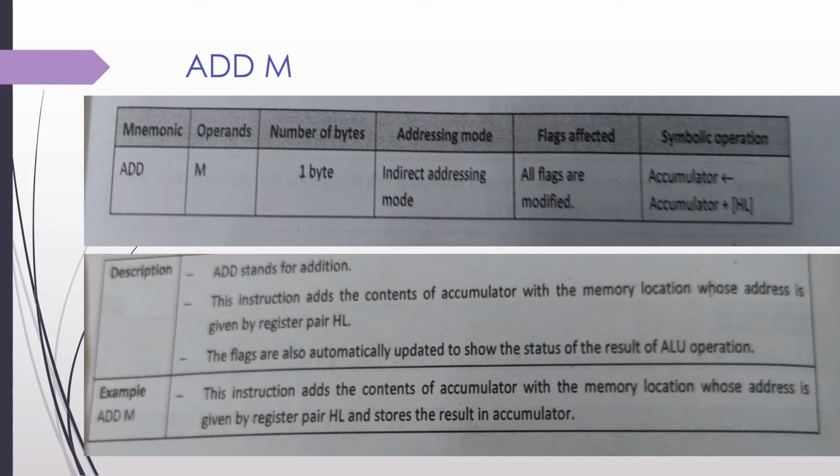Here, what is the addressing mode? Since one of the operands is in memory, it is register indirect addressing mode. The result is always stored in the accumulator. It is a single byte instruction and all flags may be modified. And it is an example in which you need to consider the contents of the HL pair, and at that address what is the data, and let the content of the accumulator be something, add it and show the result in the accumulator, as we have done in the last example. You need to do that.